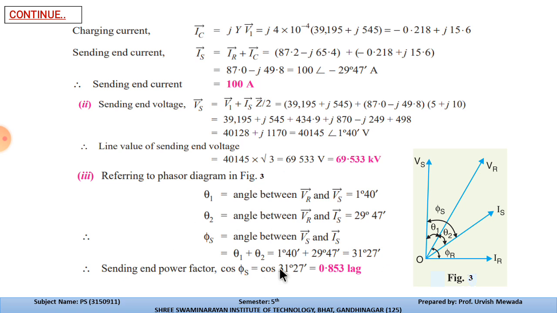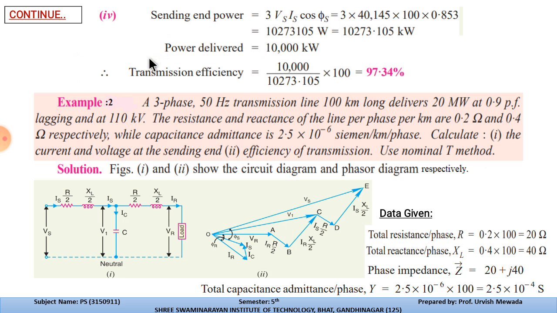So the sending end power factor cos phi s, by putting the value of phi s over here, is cos 31.27, so it is 0.853 lagging. So this is the sending end power factor, which is at 31.27 degree, and that will be 0.853 lagging, because we are considering this transmission line in R plus jX form. That's why the power factor is always lagging. So this is how we can determine the power factor.